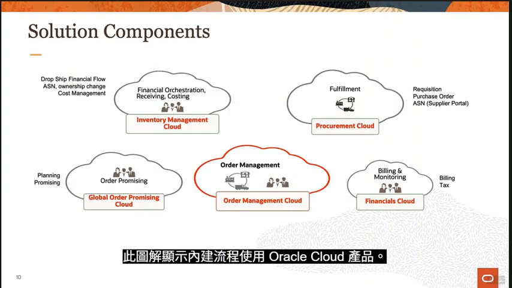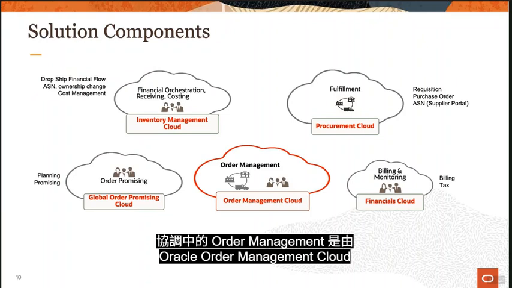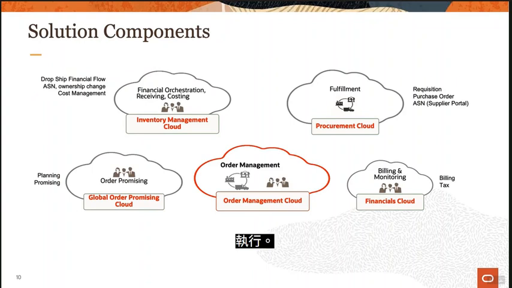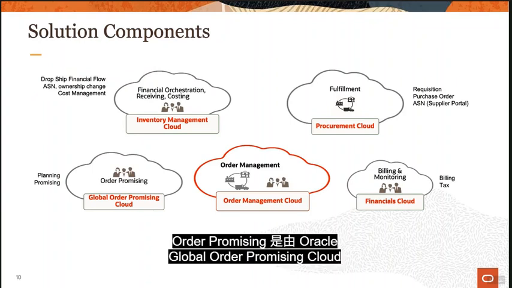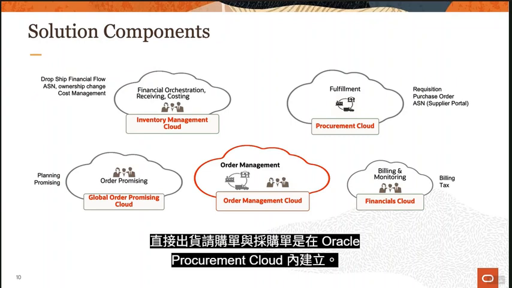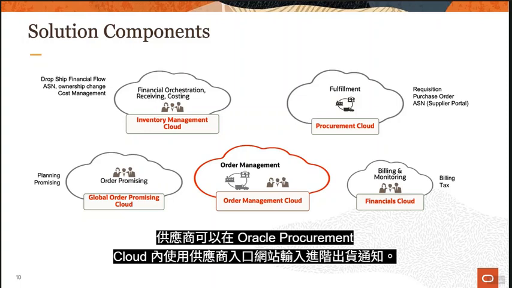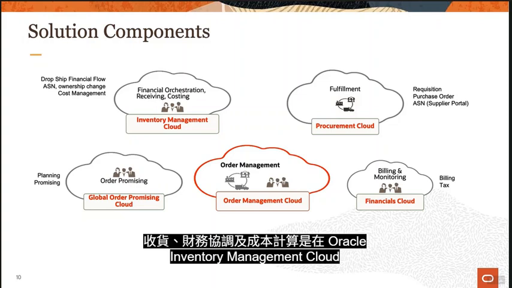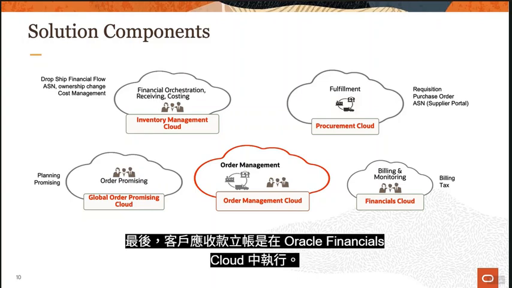This illustration shows that the seeded flow makes use of Oracle Cloud products. Order management and orchestration is done by Oracle Order Management Cloud. Order promising is done by Oracle Global Order Promising Cloud. The dropship requisition and purchase orders are created within Oracle Procurement Cloud. Optionally, a supplier may enter an advanced shipping notice using Supplier Portal within Oracle Procurement Cloud. The receiving, financial orchestration, and costing is performed within Oracle Inventory Management Cloud. And finally, customer invoicing is performed in Oracle Financials Cloud.